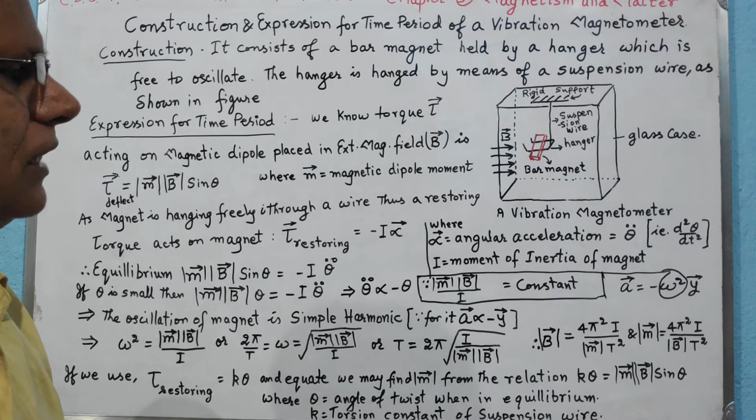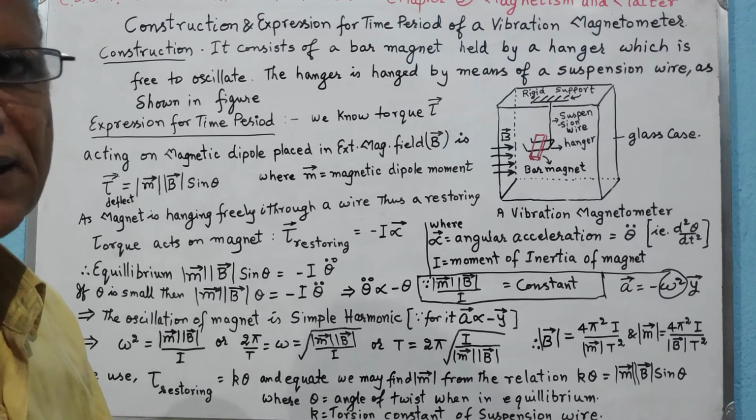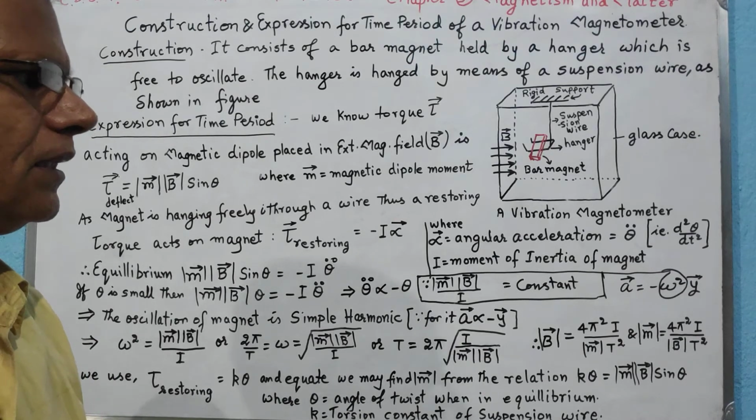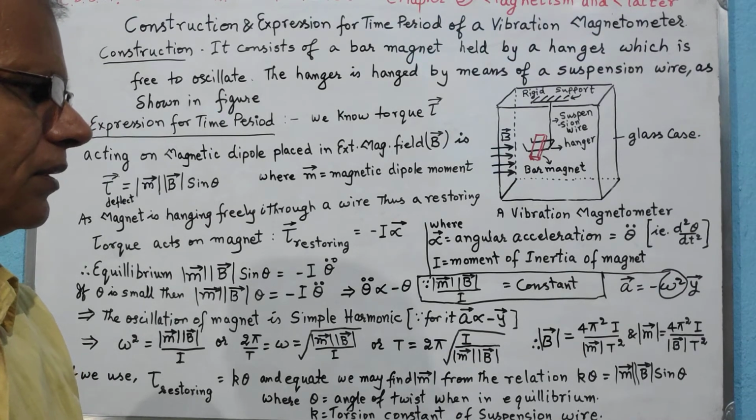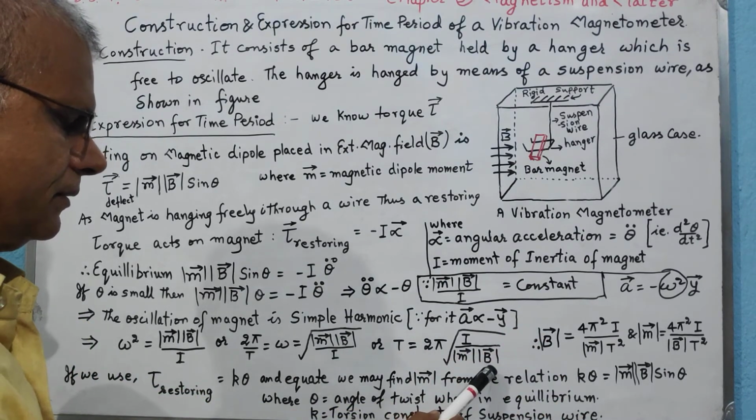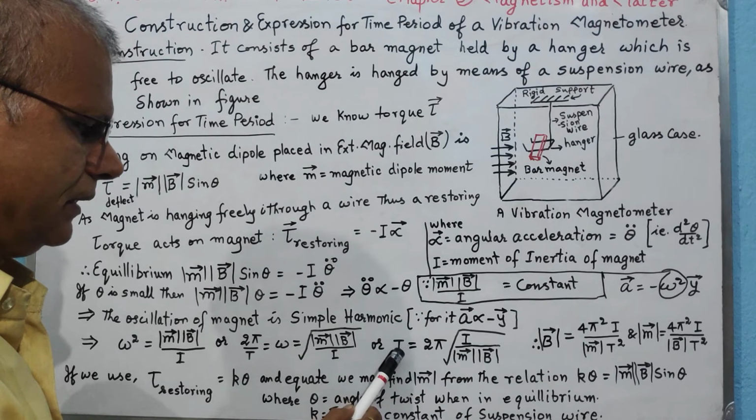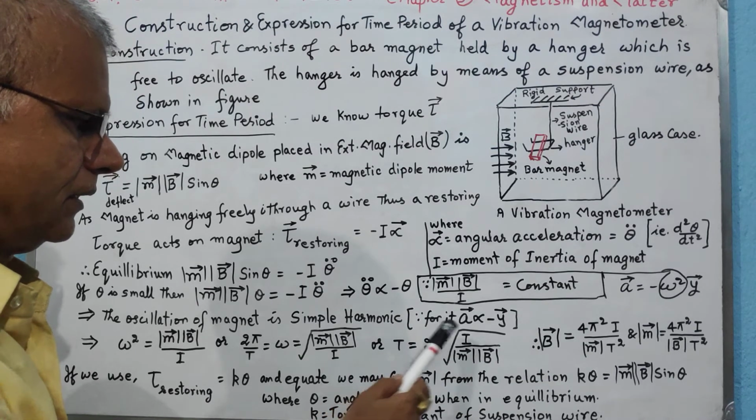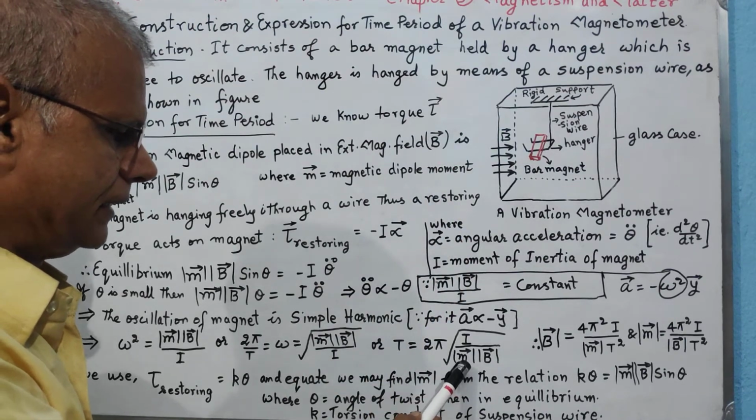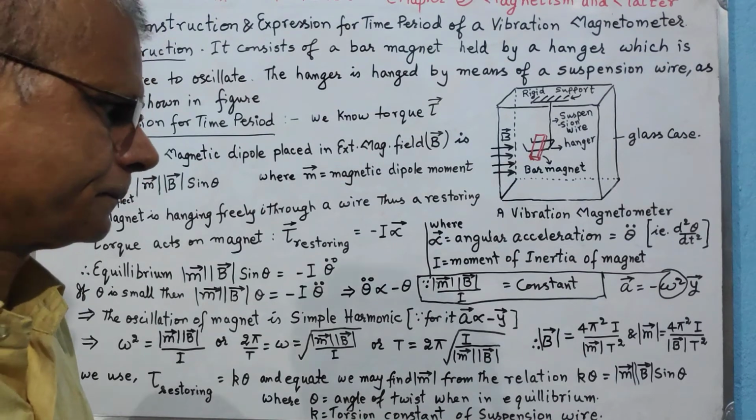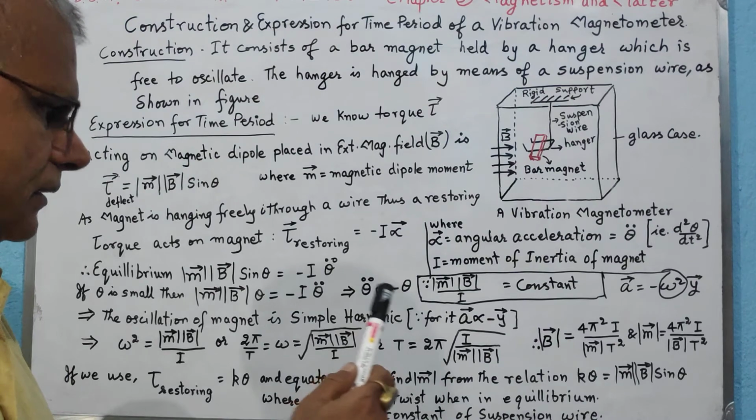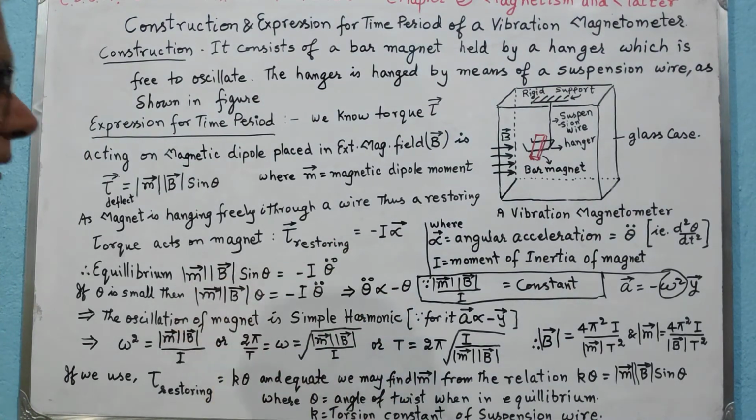Now in case of a solenoid, we have already derived the expression for magnetic field produced due to a solenoid at its axis, which is equal to mu 0 n i. So that way, if we already know the value of B, we can determine the value of time period of oscillation. We can determine the value of I for a given magnet. So we can find the magnetic dipole moment of the magnet given. So that way it can help. So this device is very helpful.